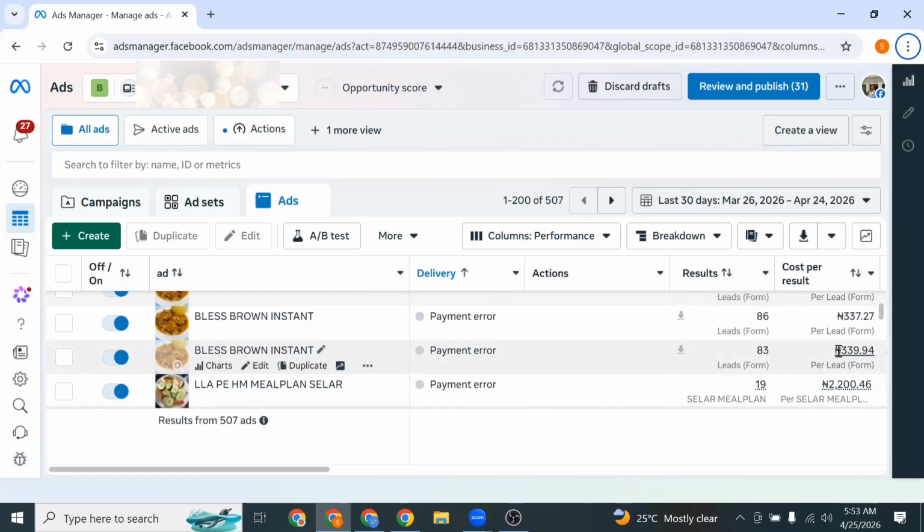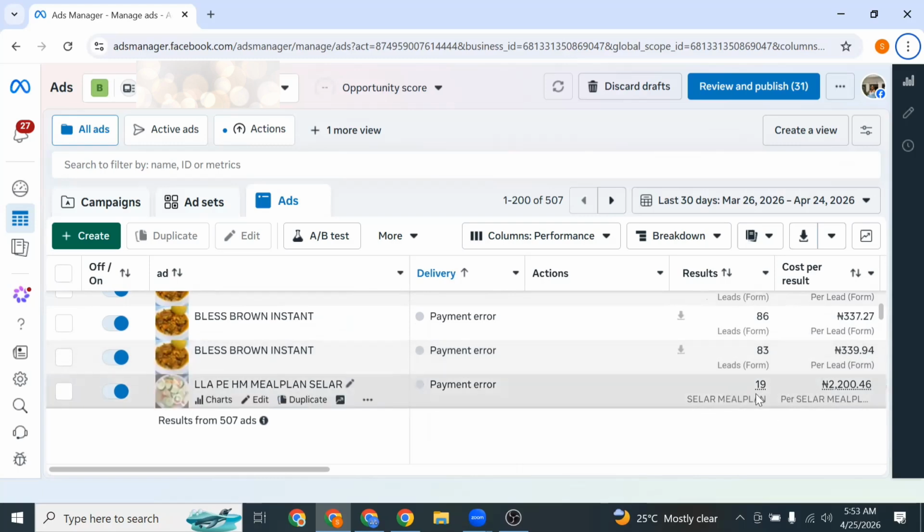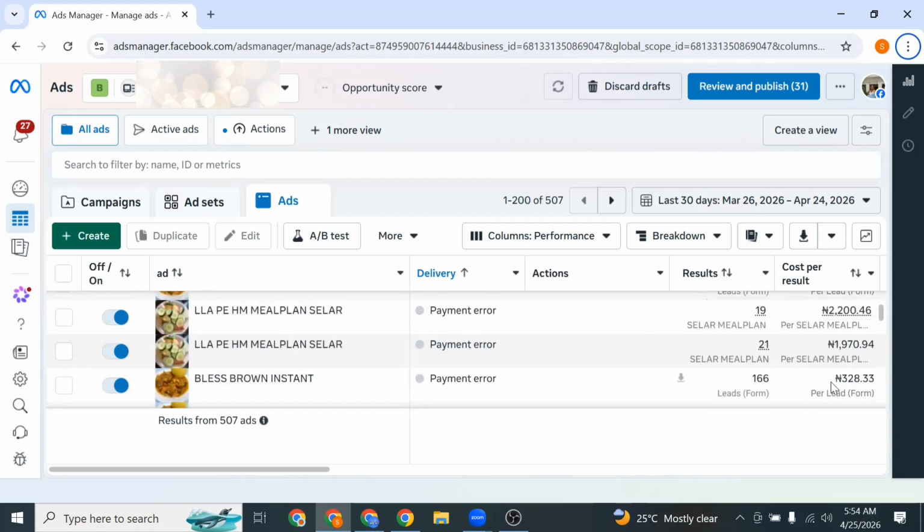So for me to get an instant form lead, I have to spend 200 to 300 naira. Then for the one where I'm directly selling the product on the landing page, this is a paid product. You can see this is giving me 2,200 naira cost per purchase. This is giving me 1,900 and all of that, and I'm actually fine with that. Like I mentioned always, if you can do 2 times your ad spend, your advert is profitable.